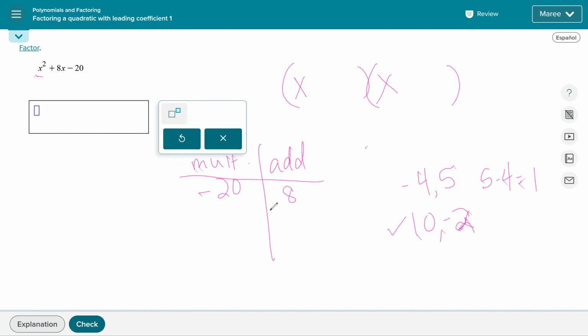So +10 and -2. And we just throw those in the parentheses, and we're done factoring. Those two will multiply to get -20, and our middle term will end up being an 8. So the order that you write these doesn't matter. If you put the -2 in the first parentheses and the 10 in the second, it doesn't matter, because we're multiplying, we could change the order of that.